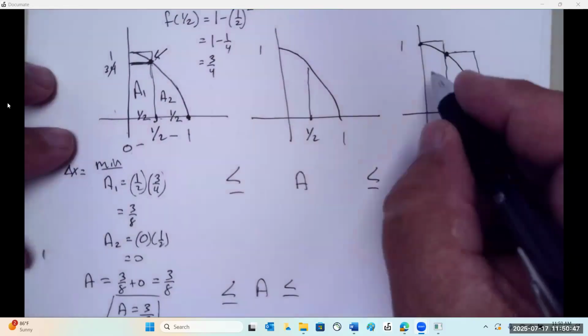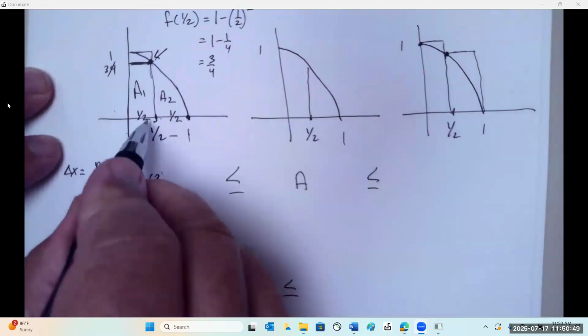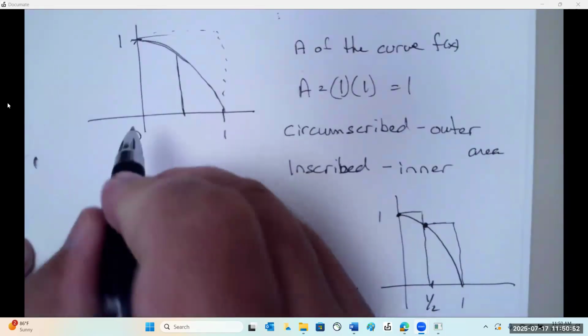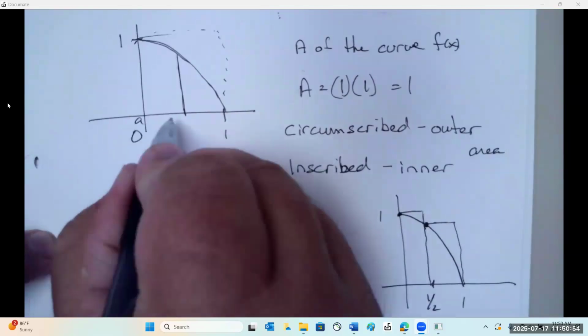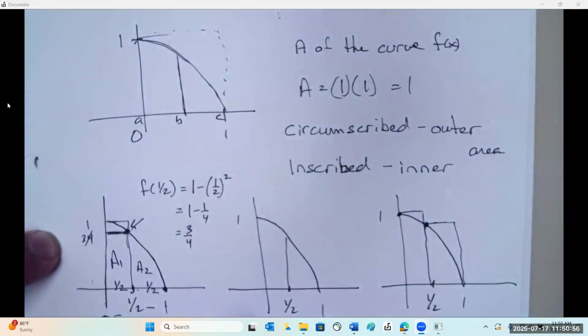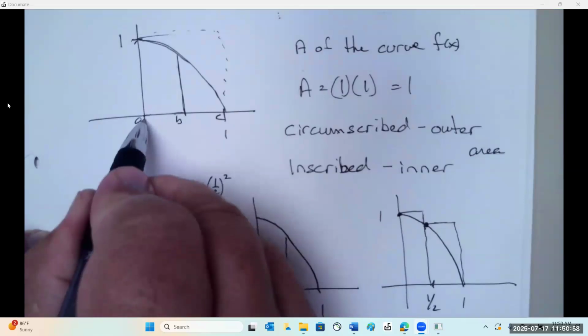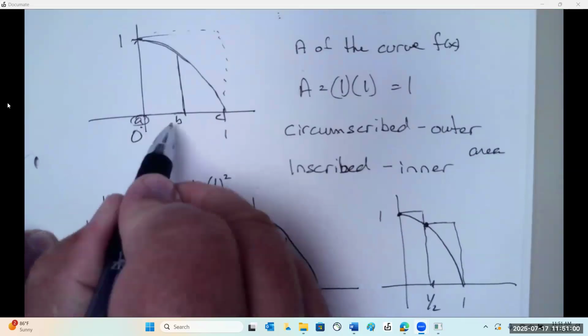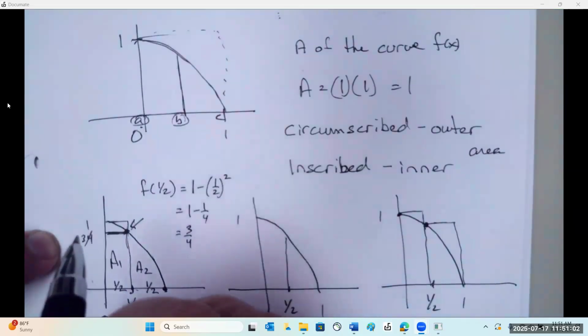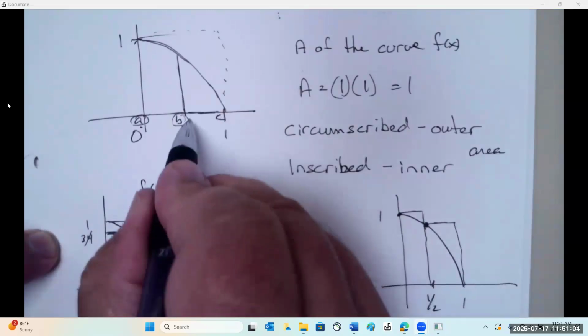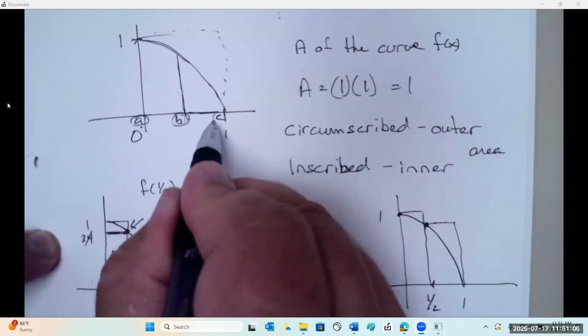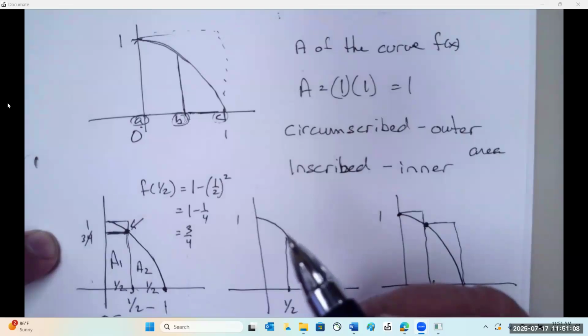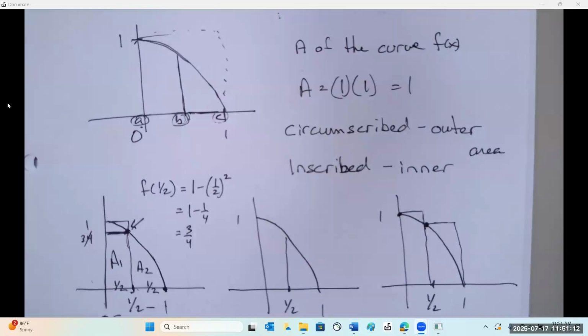What do you mean by left and right endpoints? You see my intervals. My intervals are from A to B to C. In this first interval, the left endpoint is A, the right endpoint is B. In this next interval, the left endpoint is B, the right endpoint is C. So that's what it means, left and right endpoint.